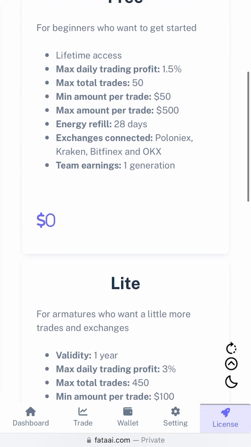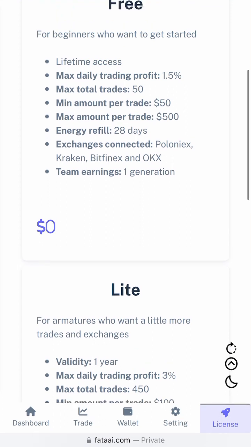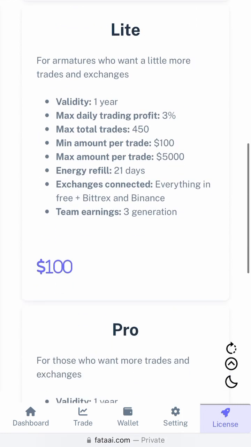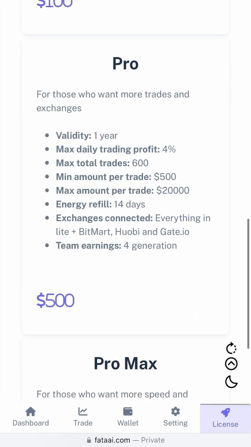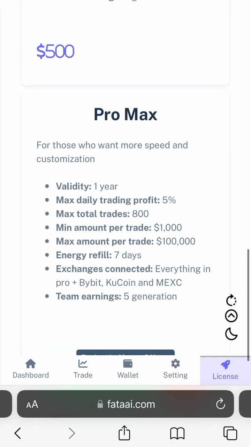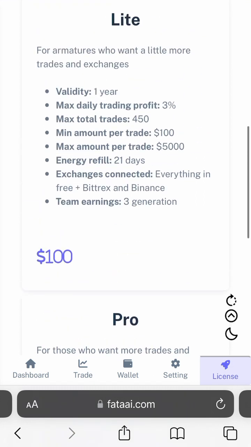This system pays up to 5 generations. That's to say, if you refer someone to this system, the person is directly on your first generation. That's your direct referral. And in your direct referral, you are going to make 30% of any money the person upgrades with. So if the person upgrades to Light, you are going to make 30% of $100, that's $30. If the person upgrades to Pro, that's $500, you make 30% of 500, that's $150. If the person upgrades to Pro Max, you are going to make $300, that's 30% of $1,000.